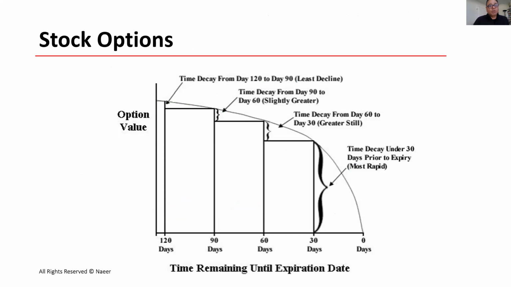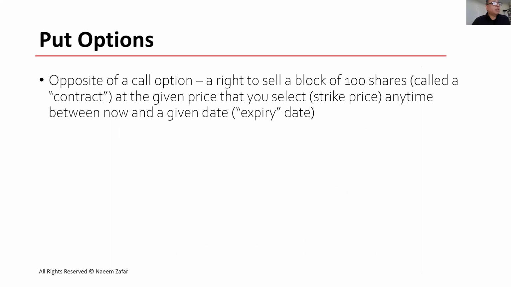So over time, you can buy an option. It's called a call option. You can call a stock to buy over the next X days at a certain price. So let's take an example. A put option is the opposite of that. It's the opposite of a call option.